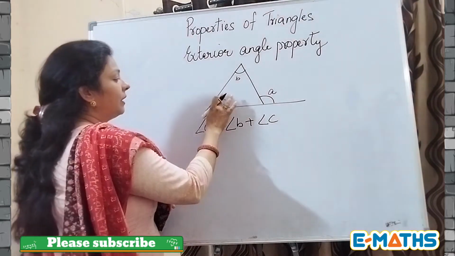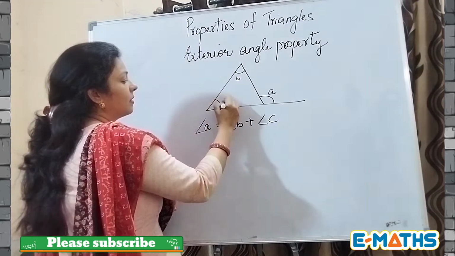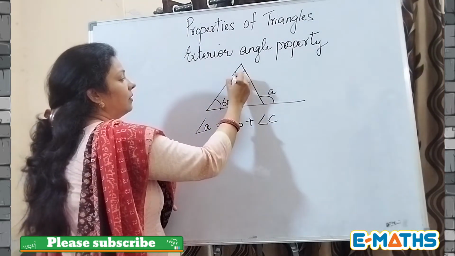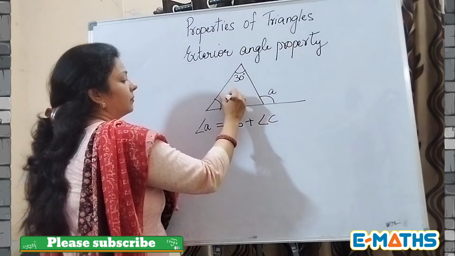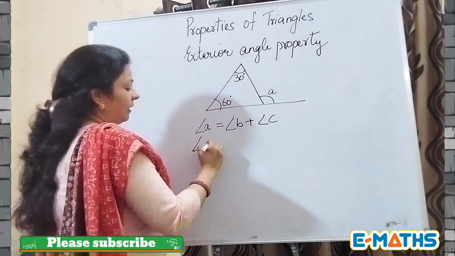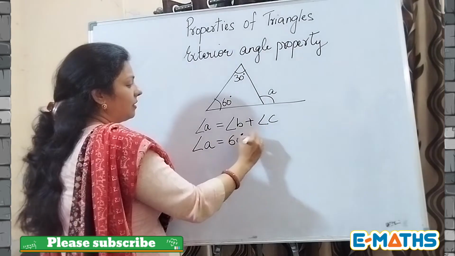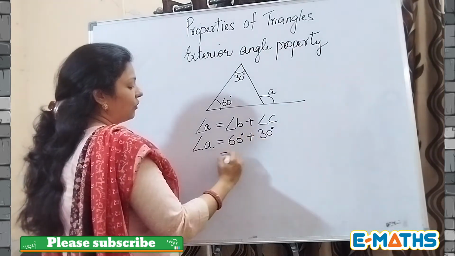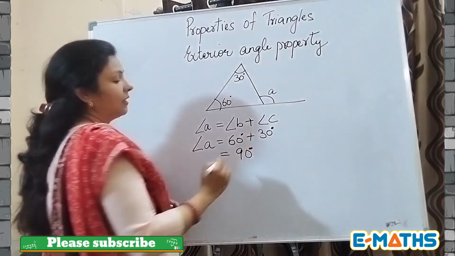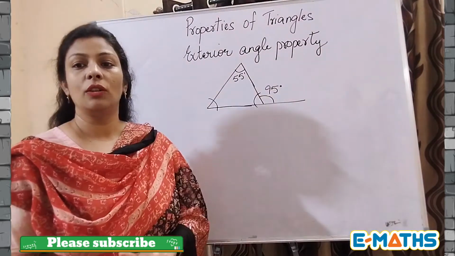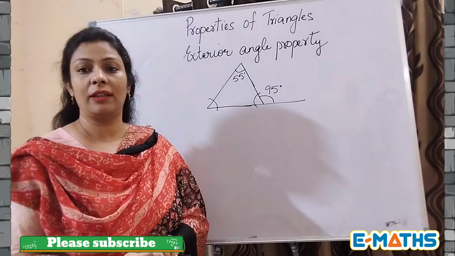That means this angle A can be found by adding the two opposite interior angles. Let's say, for example, you have been given the value as 60 here and 30 degrees here. So we need to find the angle A. You can simply add up 60 degrees plus 30 degrees and you will get 90 degrees here. Now I've taken another question based on exterior angle property.